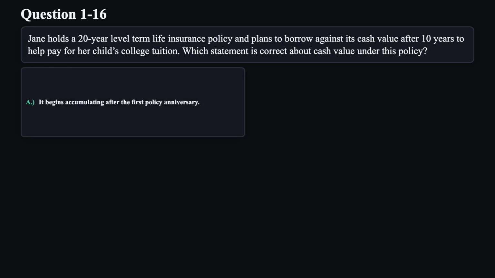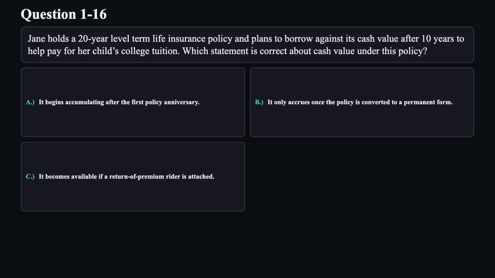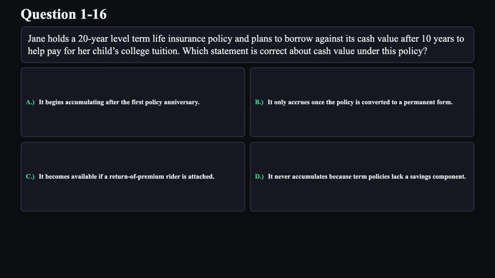A. It begins accumulating after the first policy anniversary. B. It only accrues once the policy is converted to a permanent form. C. It becomes available if a return of premium rider is attached. D. It never accumulates because term policies lack a savings component.